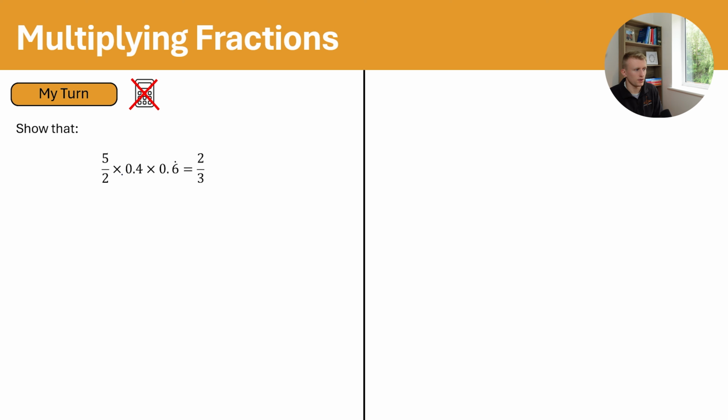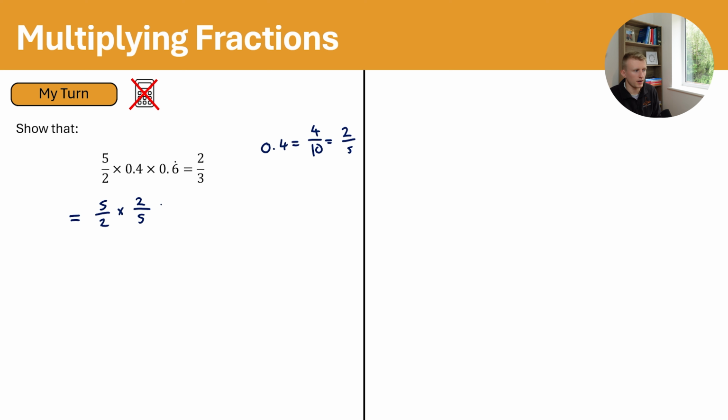Show that 5 over 2 multiplied by 0.4 multiplied by 0.6 recurring is equal to 2/3. Let's start by turning all of these into fractions. So 5 over 2 is already a fraction. 0.4, just quickly off to the side, I'm going to say that that's 4/10, but I can divide through by a factor of 2 on the numerator and denominator to give me 2/5. So I'm going to write down my 2/5.